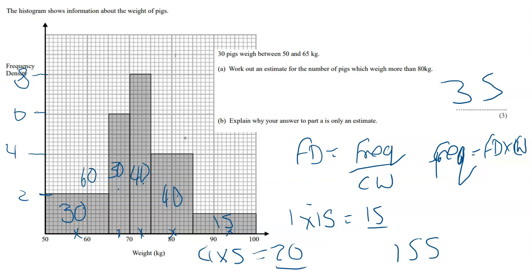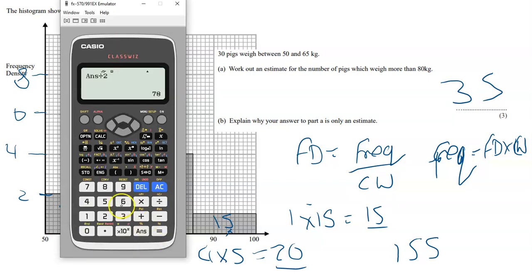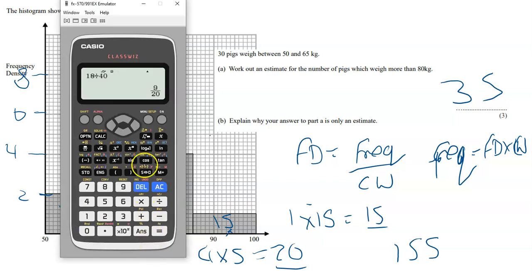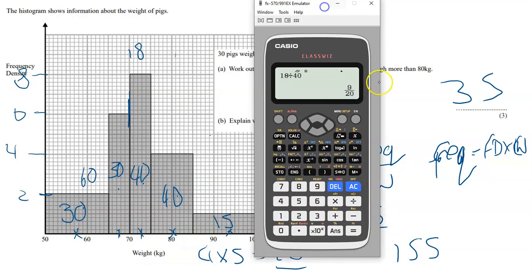So we've got 60 so far to here. And we now need to, what have we got left? 18 people through 40. So what fraction of 40 is 18? It's 9/20. So 9/20 of the way between 70 and 75. Okay, so it's almost halfway, isn't it? But it's not quite.